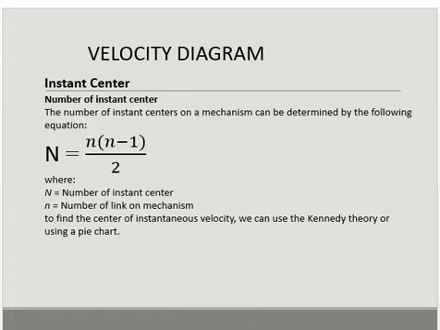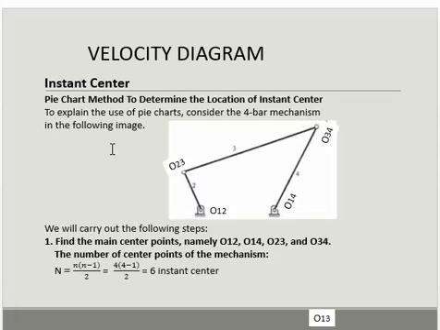Okay, we will discuss a sample question like this. This has a four-link mechanism. The pie chart method determines the location of the instant centers. To explain the four-link mechanism for instant centers, we can use the equation from before, step by step.